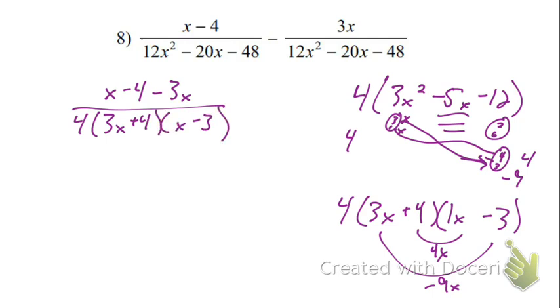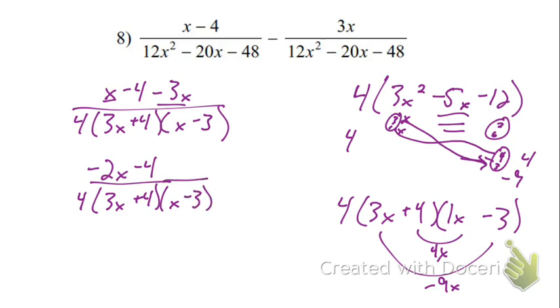Now, still have to go ahead and subtract here. X minus 3x is negative 2x. There's still a minus 4 there. And this is all over 4, parentheses, 3x plus 4 and x minus 3. It's a good thing we did that because now, up top, I can factor out a negative 2.